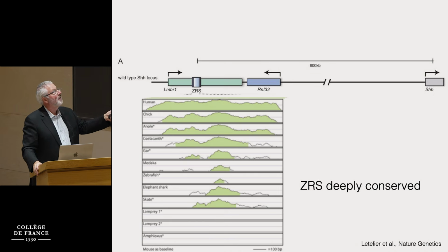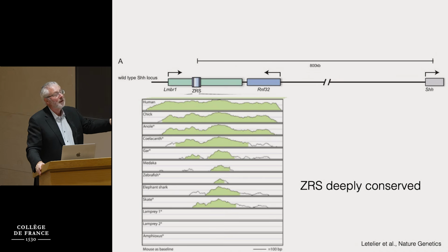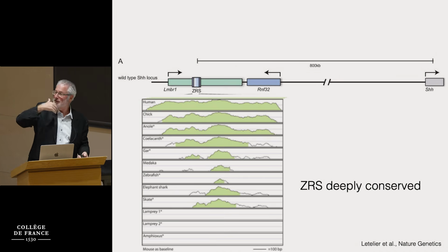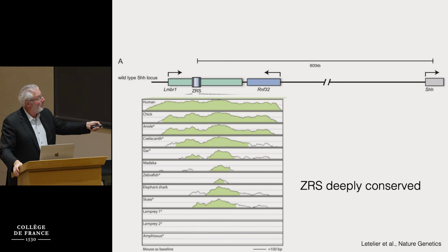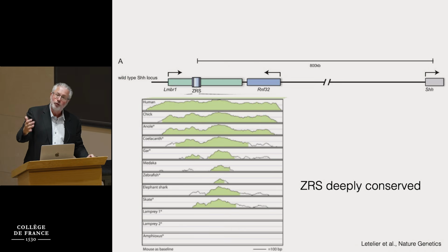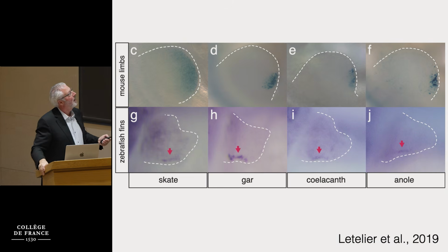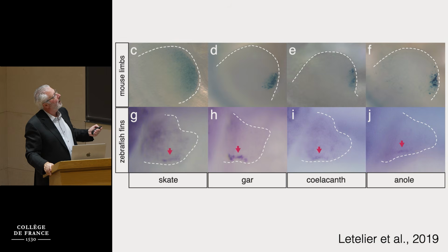It means that the sequence of this very important regulatory element that drives the activity of sonic hedgehog in our appendages, which controls digit identity and number, is deeply conserved over 400 million years of evolution. This is something I did with colleagues from Seville, where here's a mouse limb bud, here's a zebrafish fin bud. If you take, say, the gar sequence of that ZRS and put it in a mouse, you get what looks like normal expression of sonic hedgehog.